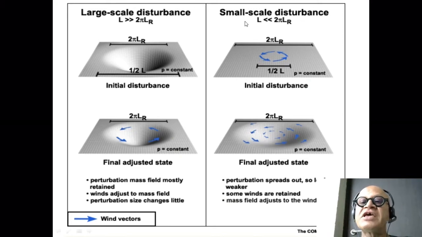So if, on the other hand, small scale disturbances come in, so L in this case is much smaller than 2 pi L_R. The 2 pi L_R is here.